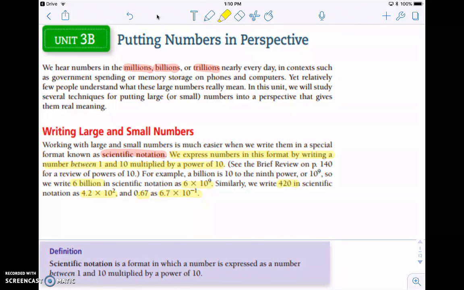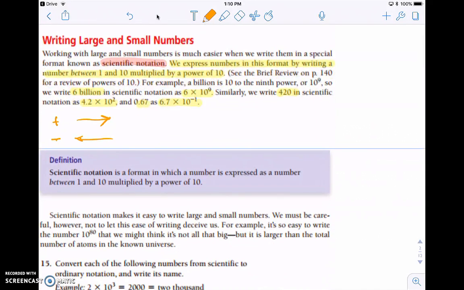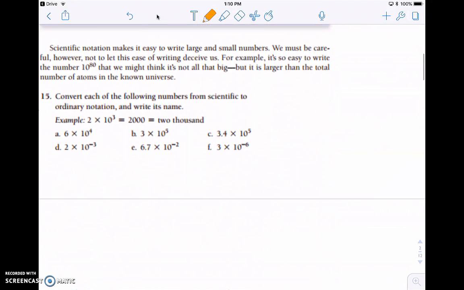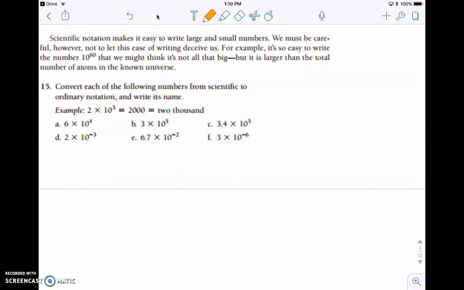So you could make a note: if the exponent is positive, you are going to be moving the decimal to the right. If it's negative, you're going to be moving the decimal to the left when you do powers of 10. So there's your formal definition of scientific notation. It makes it really easy to write large and small numbers.